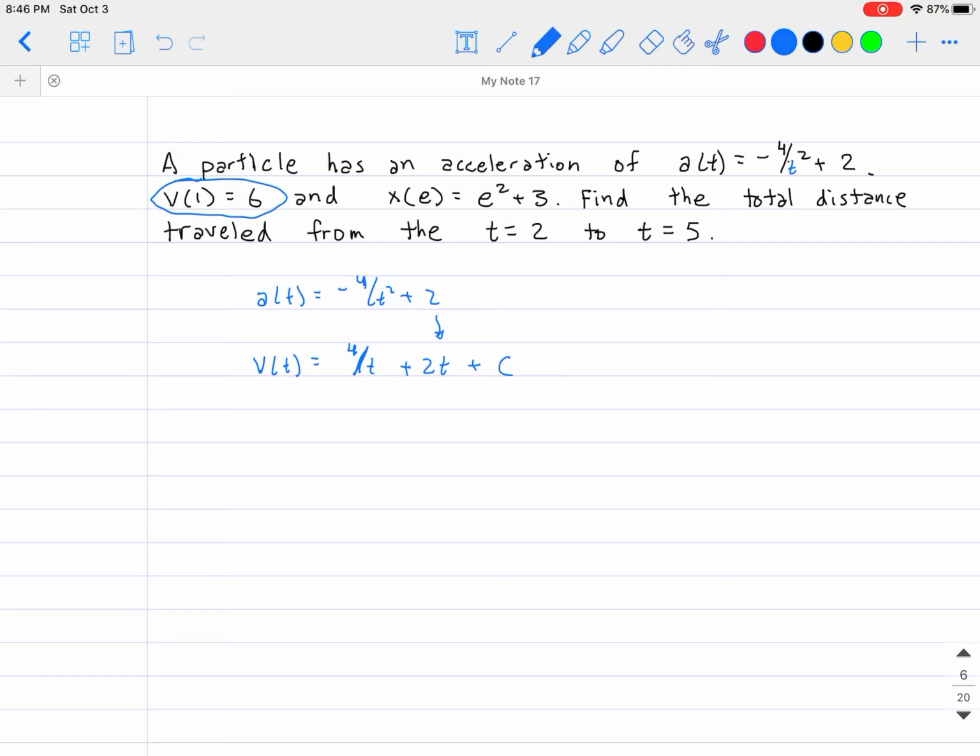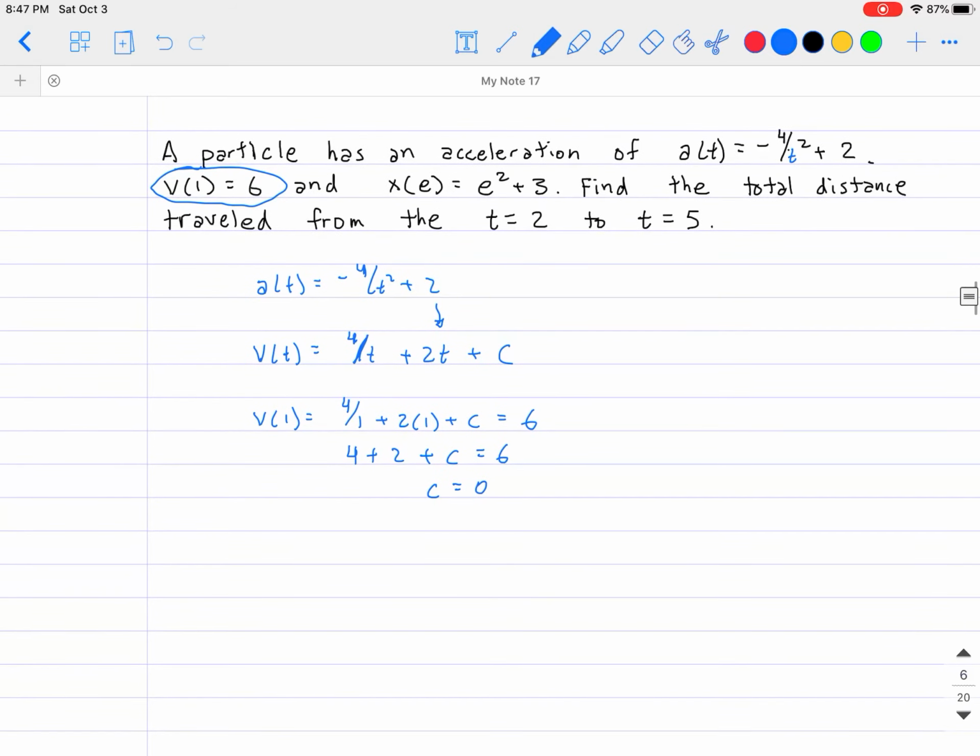Anytime you take the antiderivative, there should always be a constant that you have to consider. So let's go ahead and plug it in. V of 1 is equal to 4 divided by 1 plus 2 times 1 plus c, and that is equal to 6. So 4 plus 2 plus c is equal to 6. That means that c is going to be equal to 0. All right, so that's kind of nice.